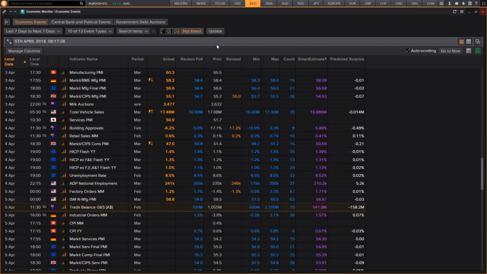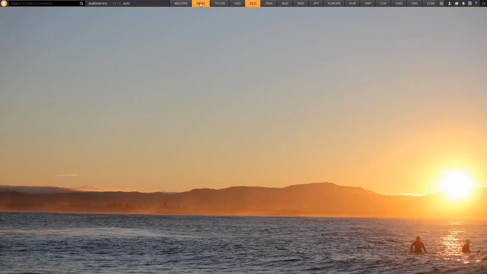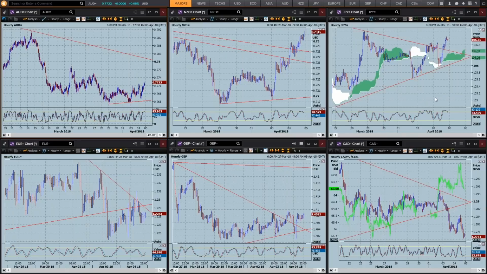Okay, so one of the key things now: if you don't have a service such as Reuters or Bloomberg or whatever it is for that matter, then you are sadly going to be trading blind, right? What you want to do is you want to know exactly what's going on.